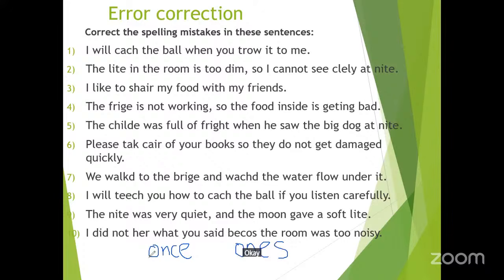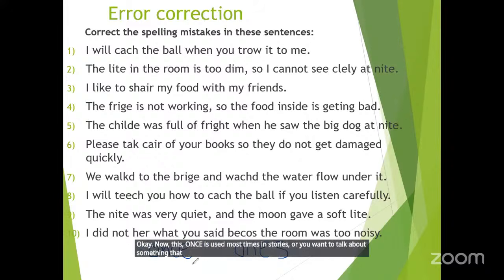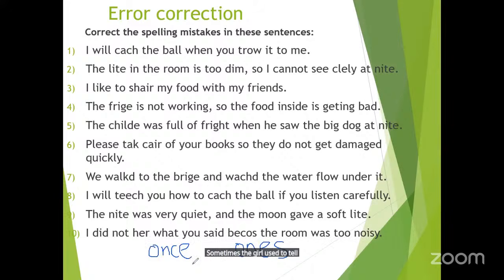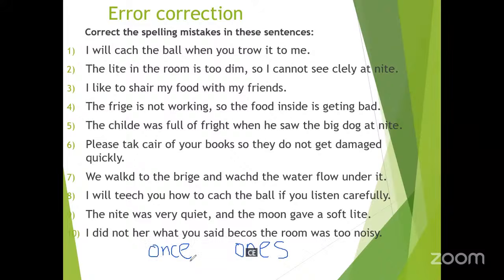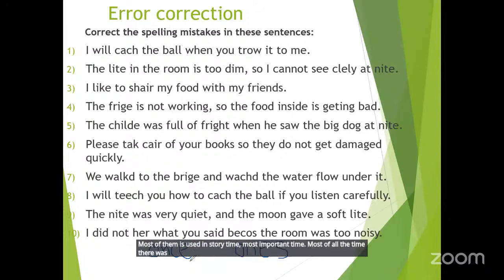Okay. Now this ONCE is used most times in stories, or when you want to talk about something that happened some time ago. You want to tell a story. Most times it's used in storytelling. Once upon a time, there was a man named Mr. Franklin. He's a handsome man, blah, blah, blah. So most times it's a storytelling term.